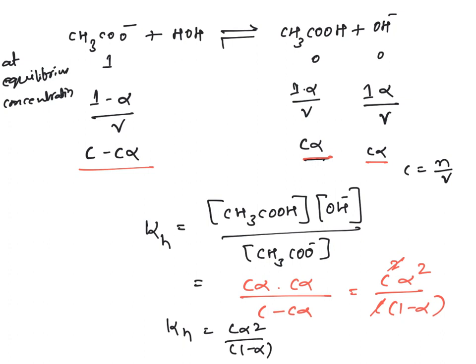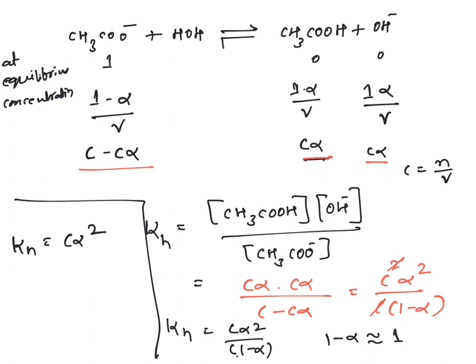And here the 1 minus alpha value is approximately equal to 1, because alpha is very small, so we can neglect it. Alpha value is very small, so 1 minus alpha we are considering as 1. Then the expression is Kh equal to C alpha square. From here I can write alpha square equal to Kh by C.